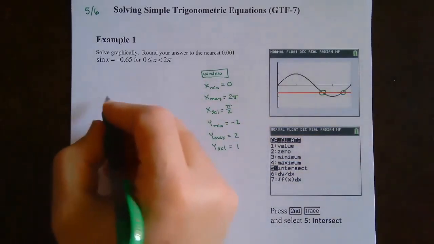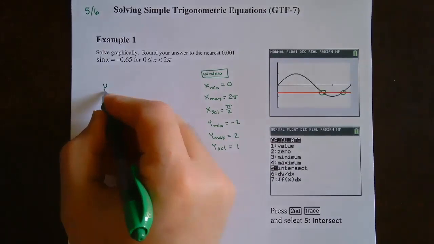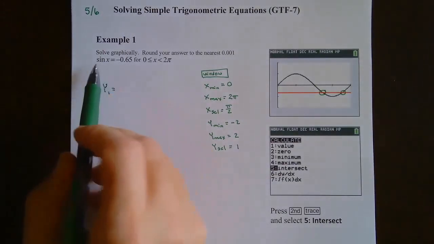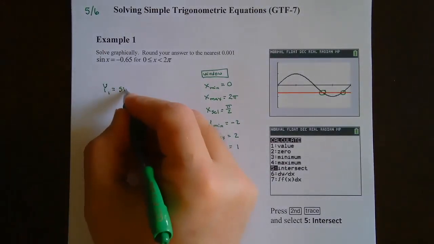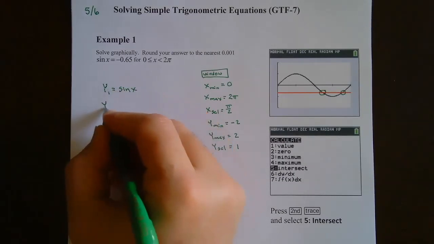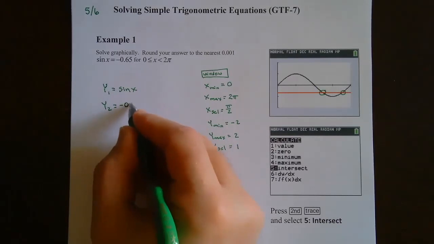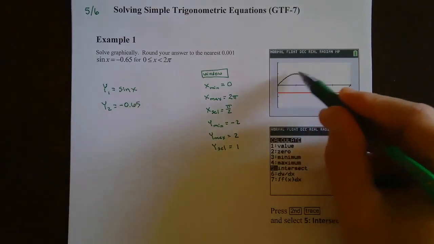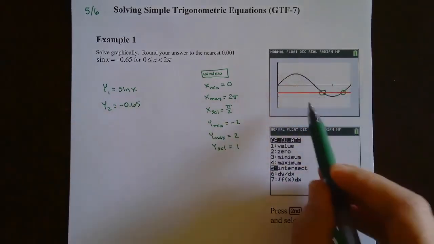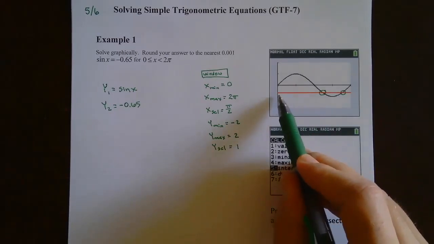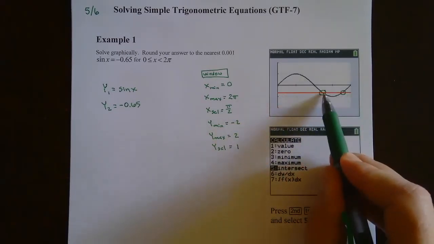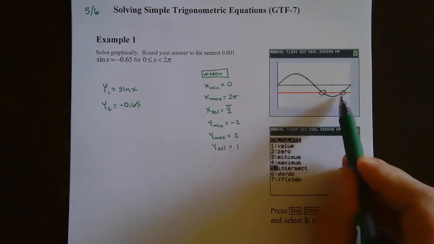And then we're going to type in our y1, which is the left side of this, so sine x, and our y2 is going to be the value of -0.65. So we're graphing sine x, that's the black curve. And then we're graphing the horizontal line, -0.65, which is this. Then we're going to use intersection to find these two.